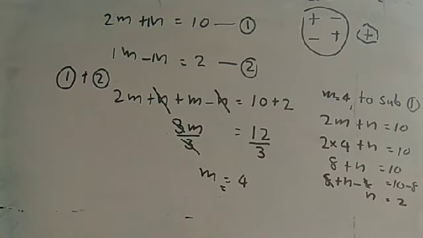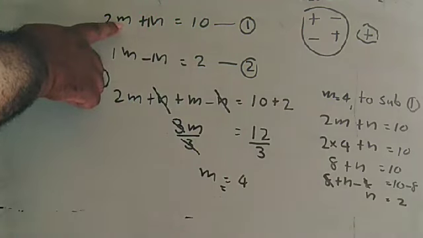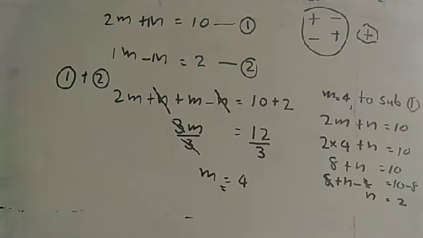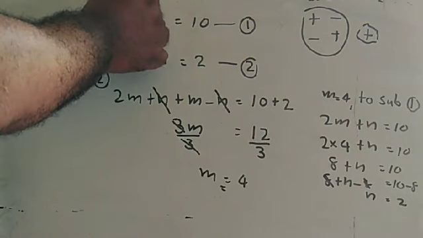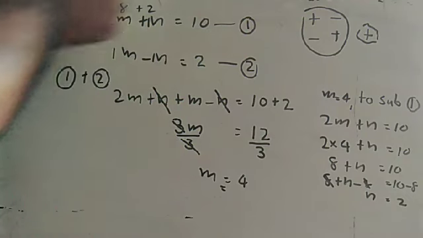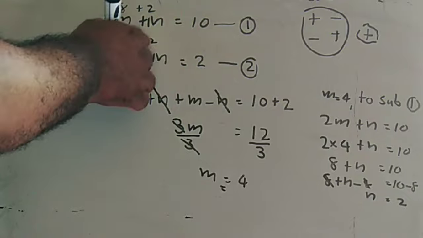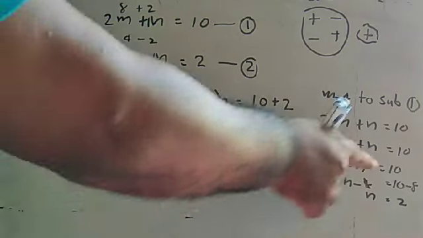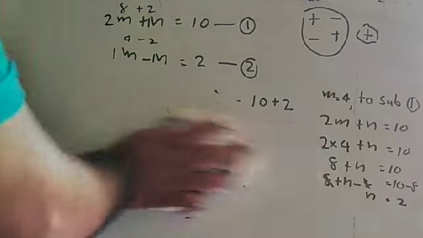Now let's check our answer whether correct or wrong. Then 4 and 2. Twice of 4 is 8. The n is 2. The 8 plus 2 is 10. The m is 4, n is 2. 4 minus 2, 2. Now our answer is correct. Right? Then another example.